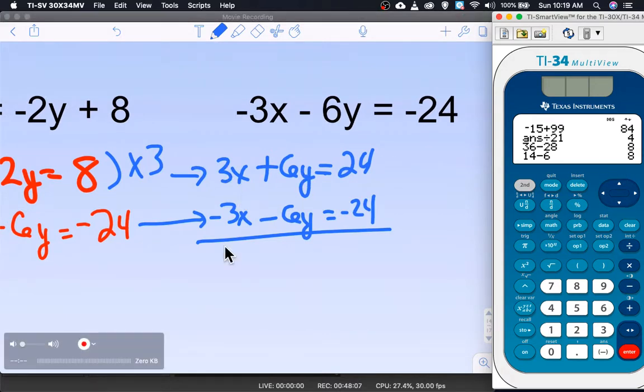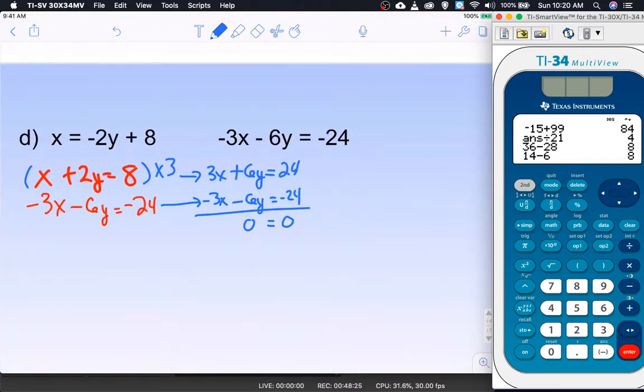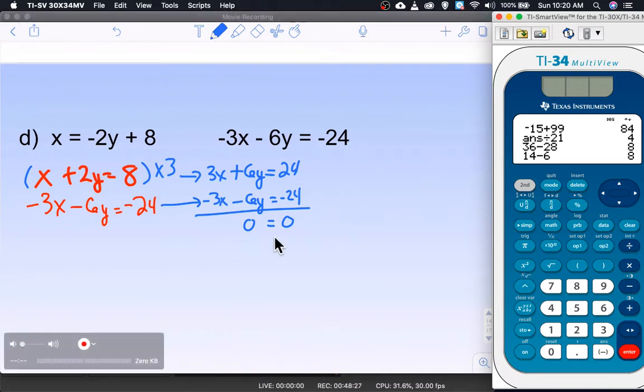And look at this. Same number, different signs, cancel. I got 0 equals 0, which is true. These two equations are the same equation. This has infinitely many solutions.